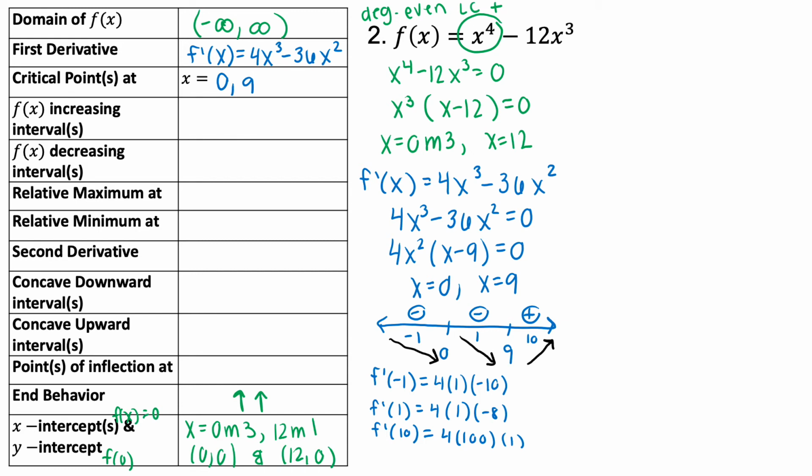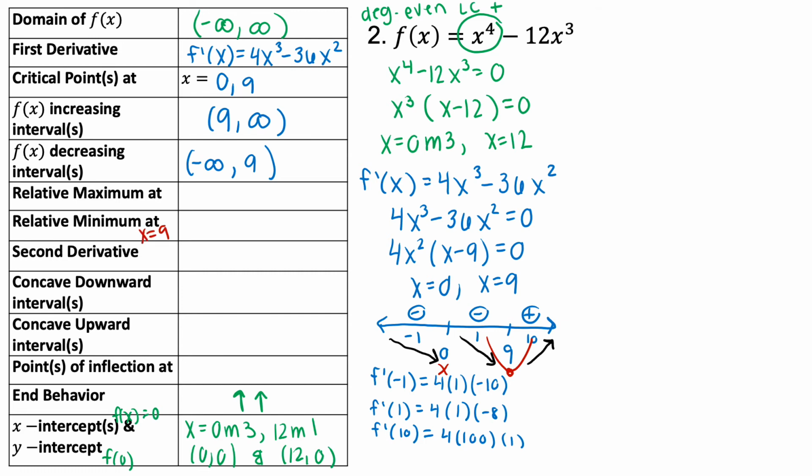So we can go ahead and fill that into our table. We're increasing from 9 to infinity, and we are decreasing from negative infinity to 0 and 0 to 9. I guess we could just combine these all in one, all the way until 9. Now when we go to analyze our relative extrema, because we don't change at 0, we don't have a relative extrema. Because we change from decreasing to increasing, we're going to have a relative minimum at x equals 9.